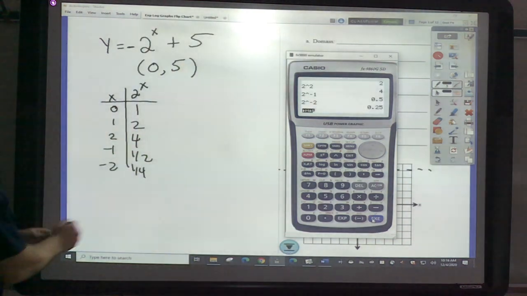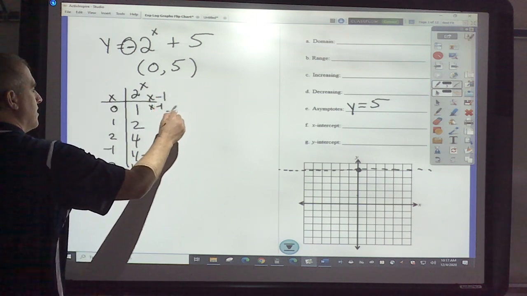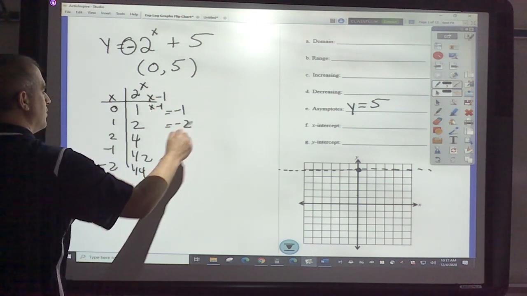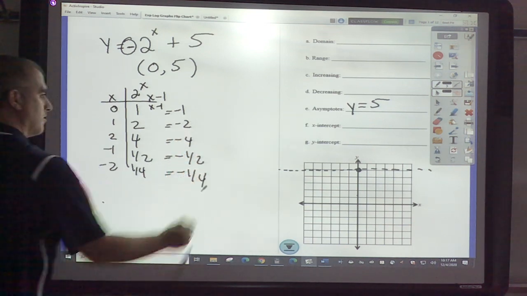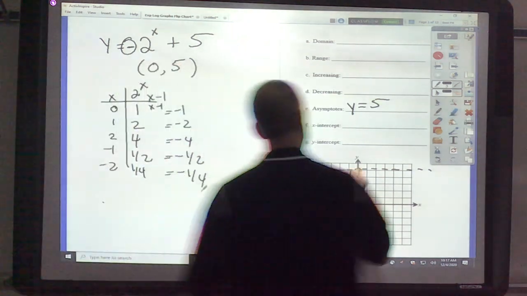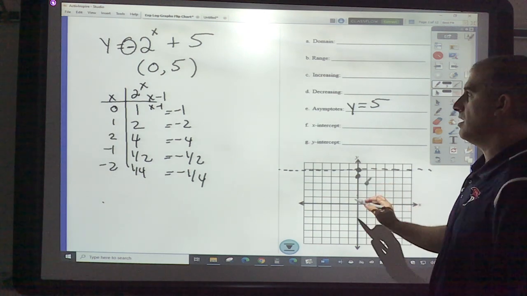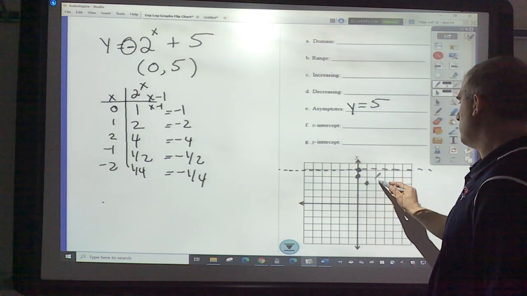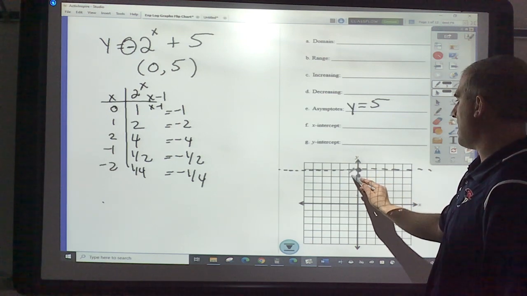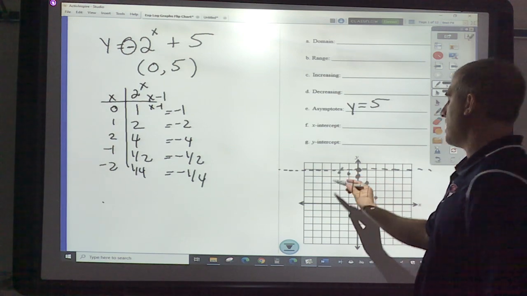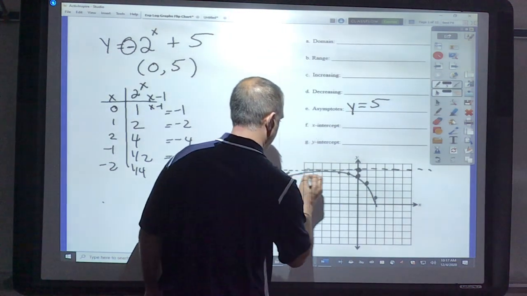Okay, now this negative out front, I'm going to multiply all the y values by negative 1. So that's going to be negative 1, negative 2, negative 4, negative 1/2, negative 1/4. Okay, so from my anchor point, 0, negative 1. Okay, 1, 1, 2, and then 2, negative 4. 1, 2, 3, and 4. Okay, from my anchor point, 1 left, a 1/2 down, 2 left, a 1/4 down. So this is what it looks like. It's not a very good drawing.